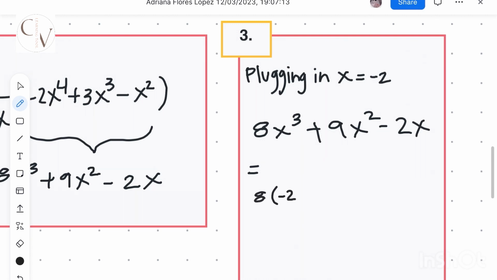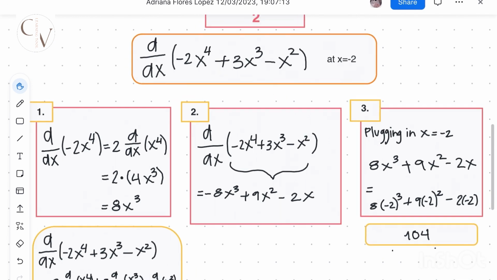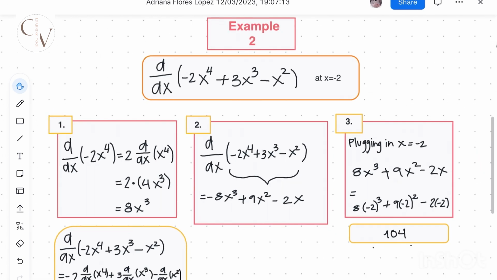Now for ending the solving of this function, we need to substitute all the x's for negative 2, so we can solve this function having as a final answer 104. And this is how we solve polynomials.